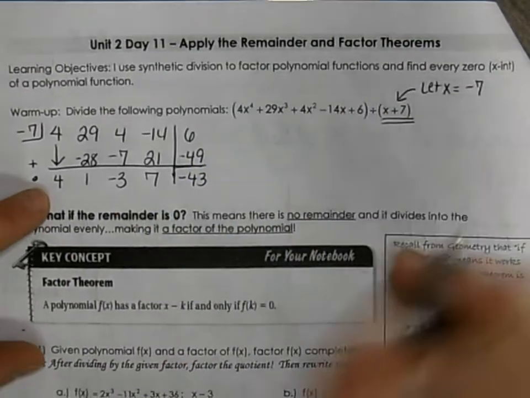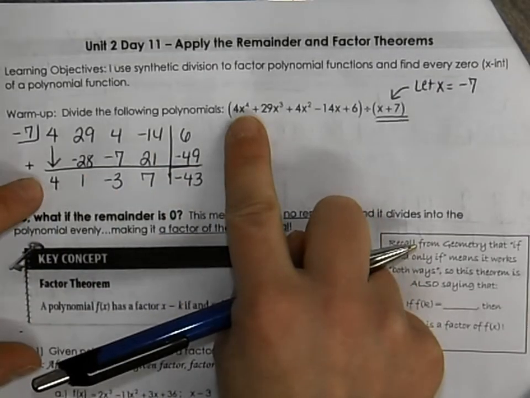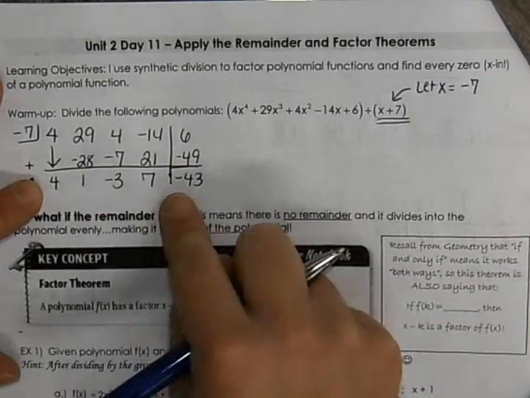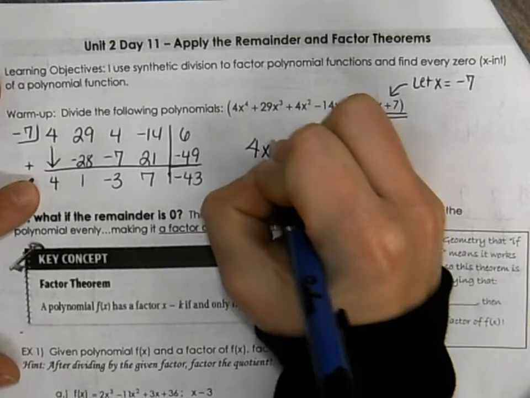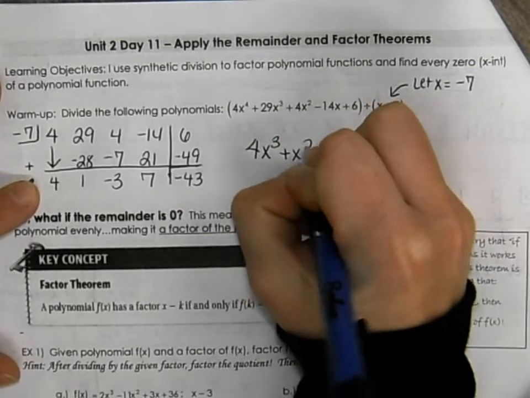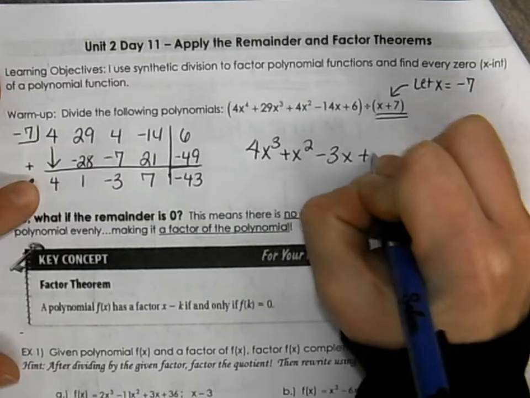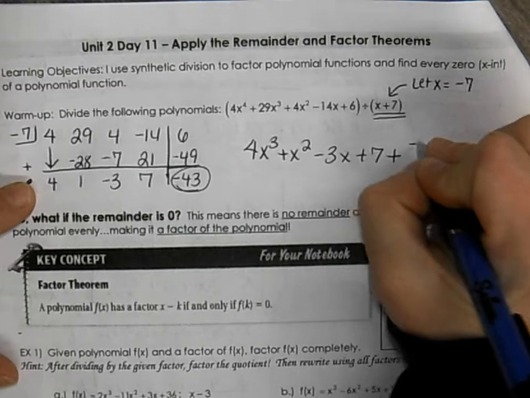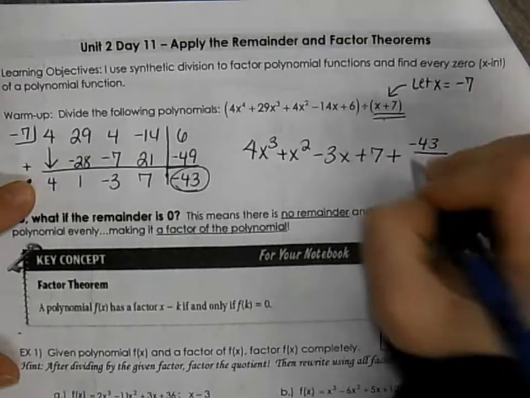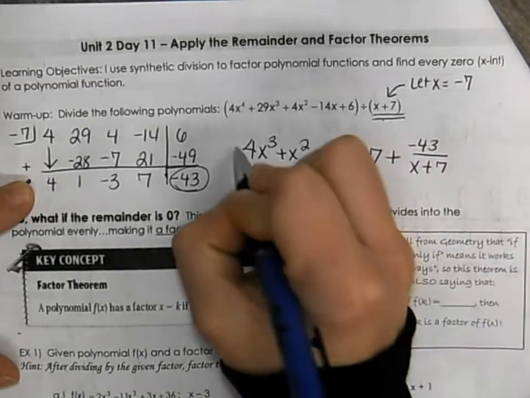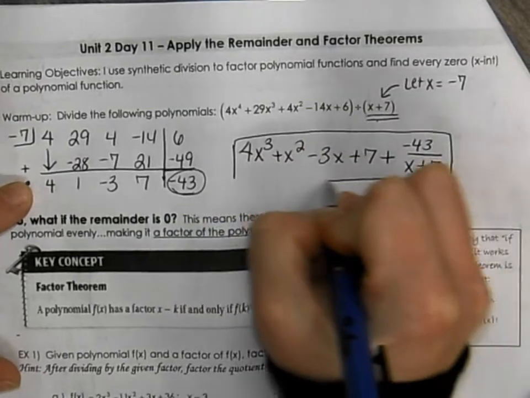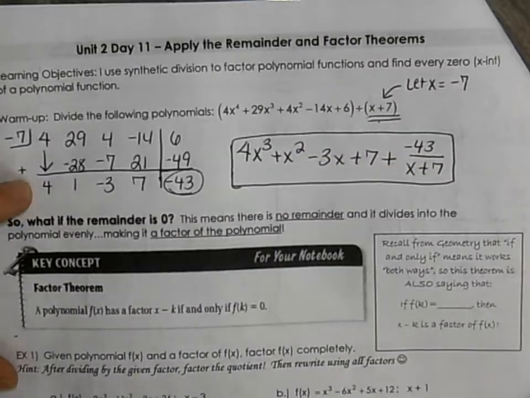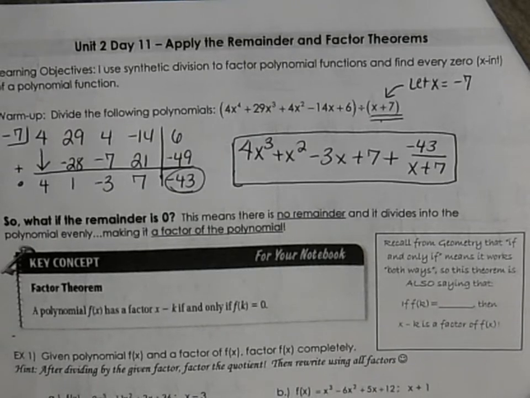So my answer is going to be 1 degree less than what I started with. So I'm going to be working with a cubic, and this is going to be 4x cubed plus x squared minus 3x plus 7 plus, because you always need a plus, our remainder, which is -43, divided by our divisor, which is x plus 7. And hopefully you were able to get this answer correct, because synthetic division is actually going to be our foundational skill and the skill that we're going to be using for the next couple of lessons.